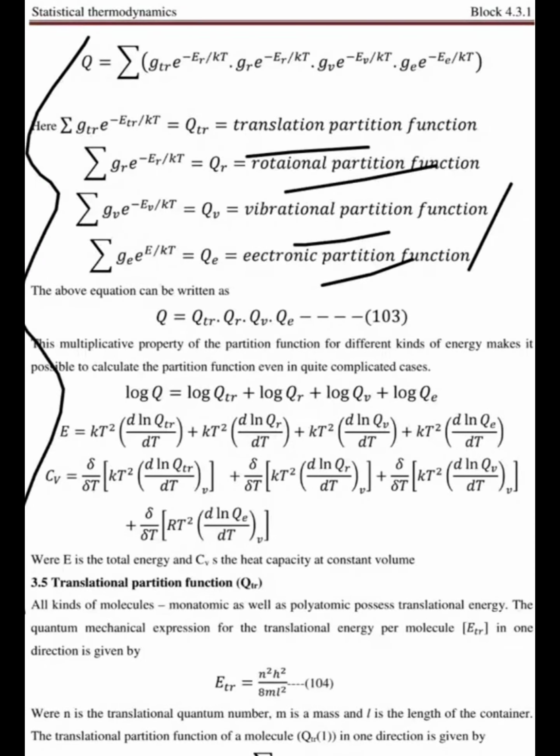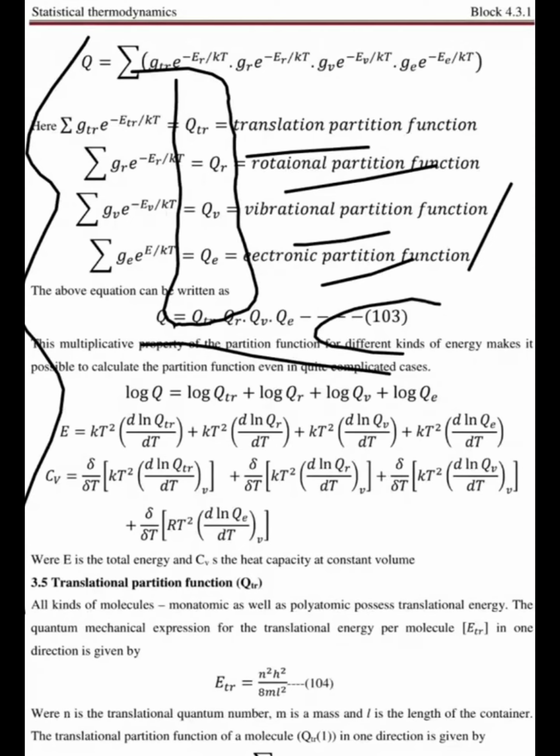It can be written where it has been denoted by QT, QR, QV, and QE, and the equation is Q equal to their product. Further, for equation 103, taking the log on both sides, it has been calculated, and E is nothing but the total energy, with CV the heat capacity at constant volume.